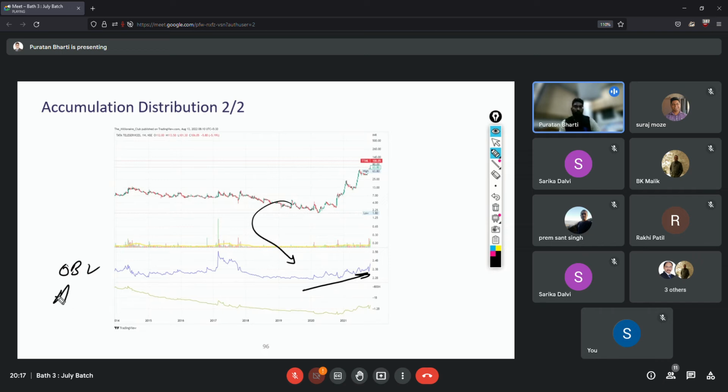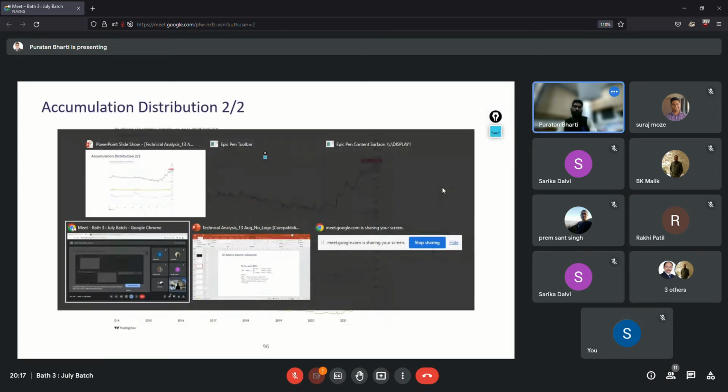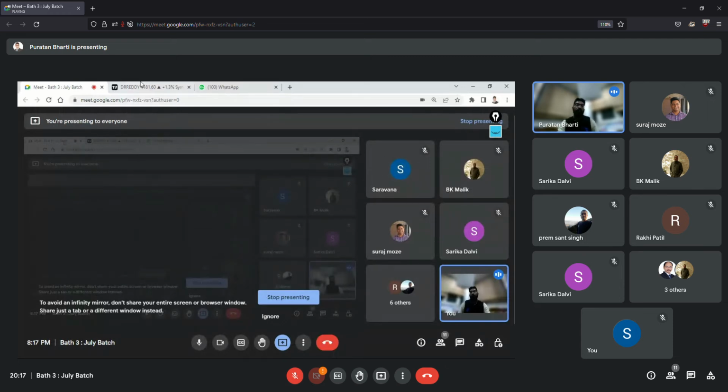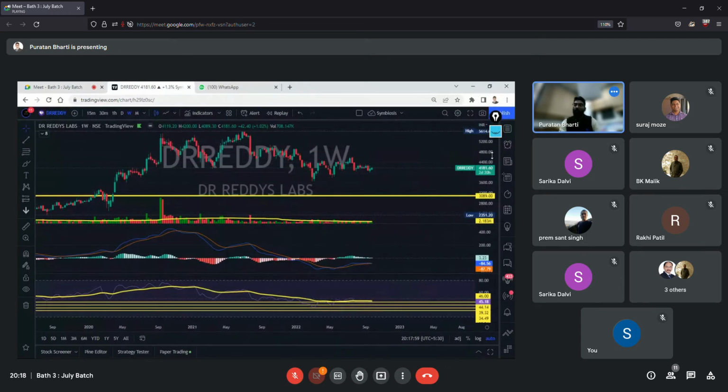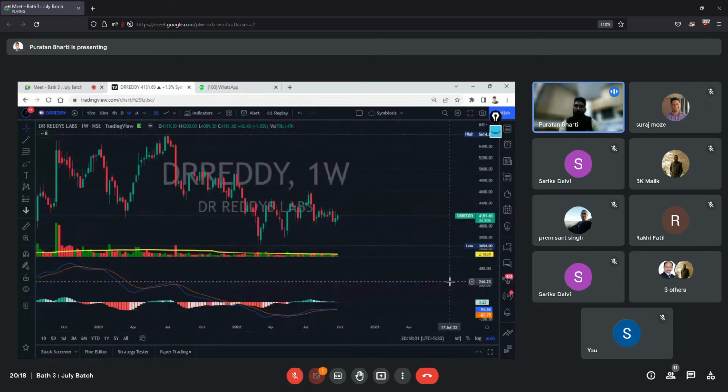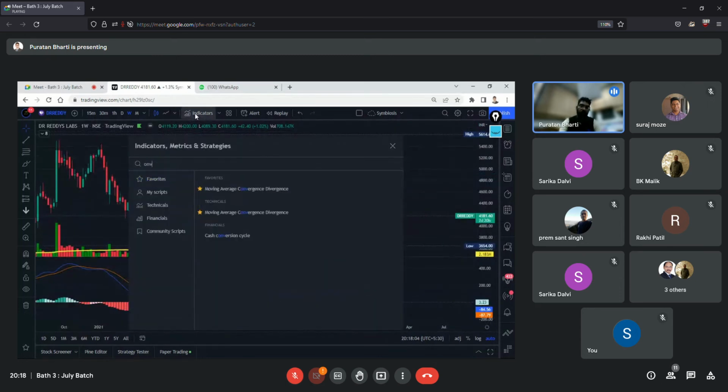However, the AD line, the accumulation distribution line that you're looking at, only starts moving a little later. There are many instances where you will see this divergence. So the idea is, how do you read that? I'm just going to simply remove this. I will add OBV for you, and you can see for yourself.